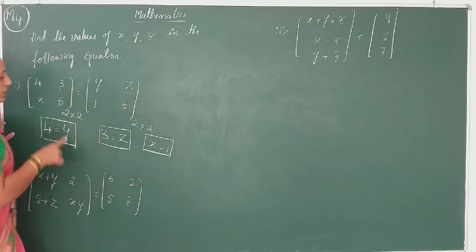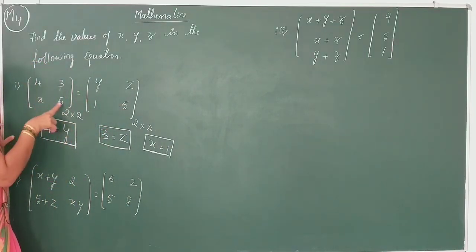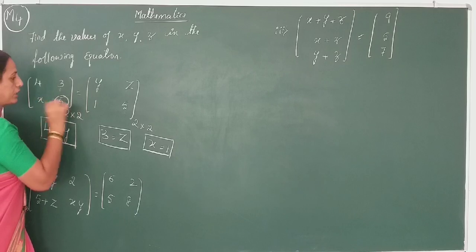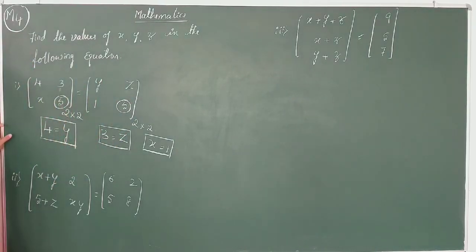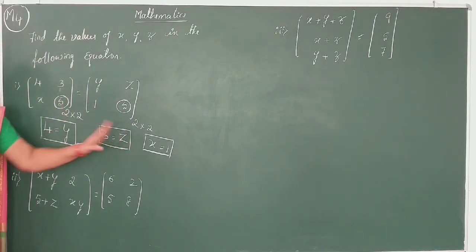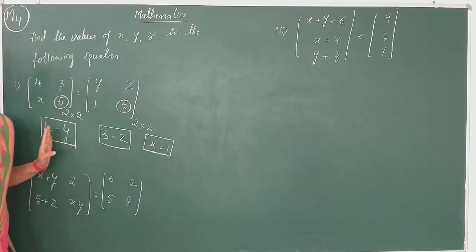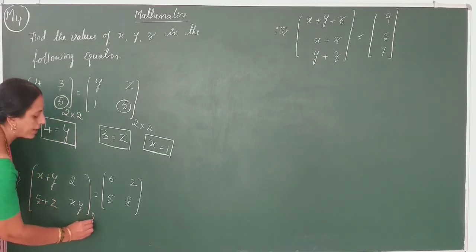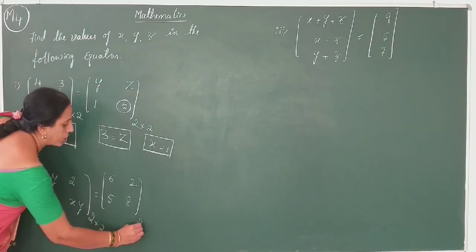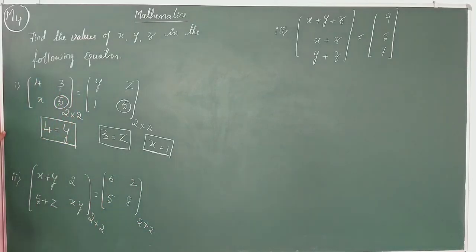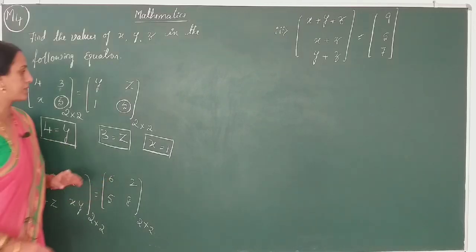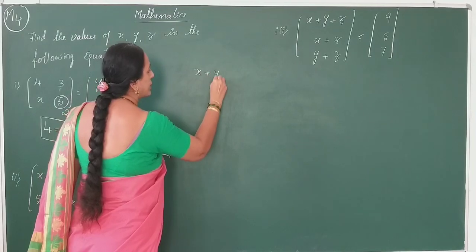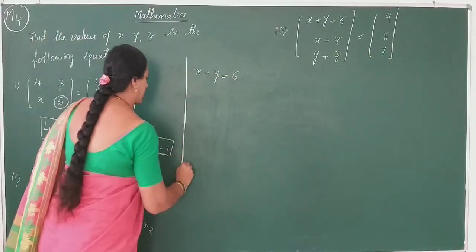So again the last element is always equal to some constant element. Second row second column element is purely constant, that is always equal to each other. So therefore the values of x, y, z are x is 1, y equals 4 and z is equal to 3. So similarly next one, again the order of the matrix is 2 cross 2. Elements of the first row first column x plus y is equal to corresponding element, which is nothing but 6. Therefore x plus y is equal to 6.